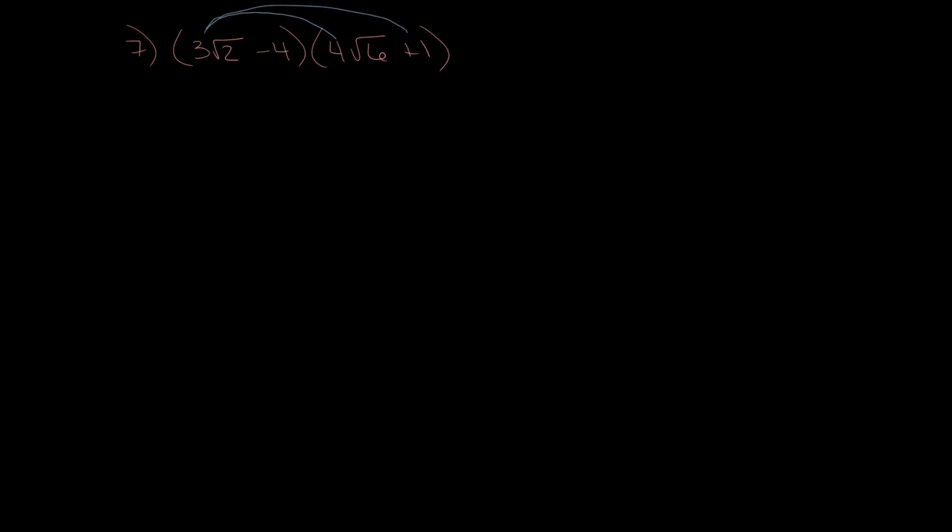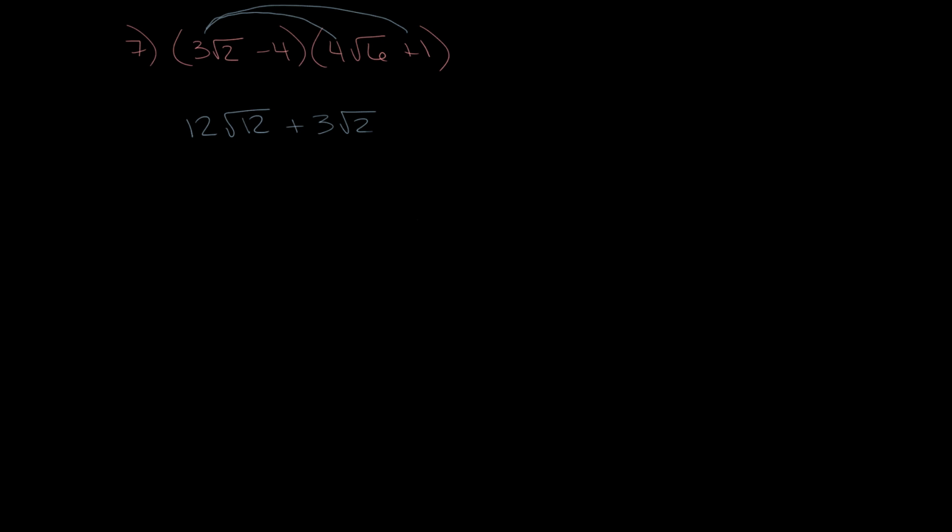Okay, so first I'm going to multiply 3 square root of 2 by 4 square root of 6 plus 1. So 3 times 4 is 12. And then the square root of 2 times the square root of 6 is the square root of 12. And then 3 square root of 2 times 1 would just be 3 square root of 2.